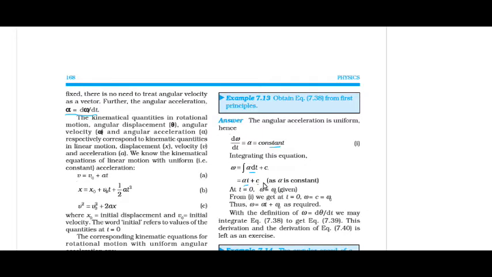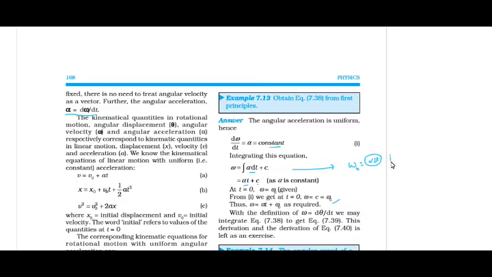At t is equal to 0, omega is equal to omega naught. So from equation 1, put the value t is equal to 0 in equation 1. So we get omega is equal to c is equal to omega naught. If we put t is equal to 0, we get omega is equal to omega naught, and alpha into t, that is 0.